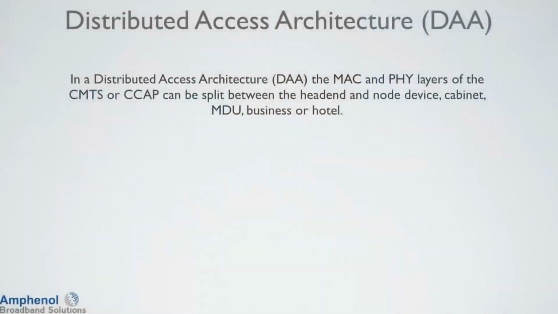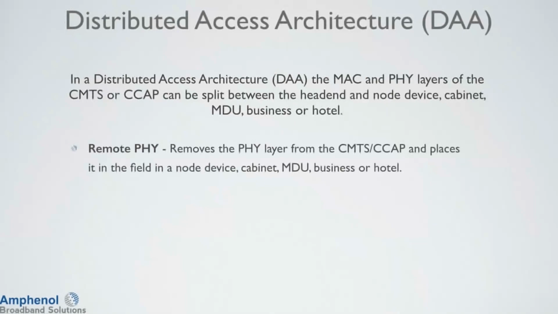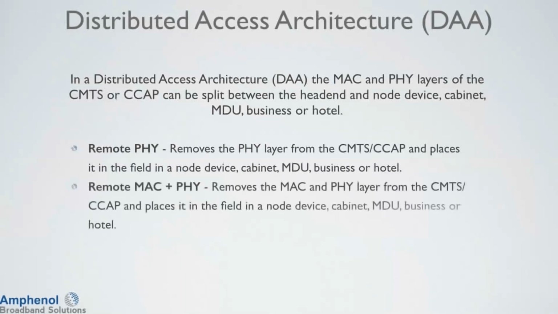This is where distributed access architecture, or DAA, comes into play. With this architecture, the MAC and the physical layer are moved from the CMTS out into the head end. With Remote PHY, the physical layer is moved from the head end, or CMTS, out into the field. With Remote MAC plus PHY, both layers are moved from the CMTS or head end out into the field.